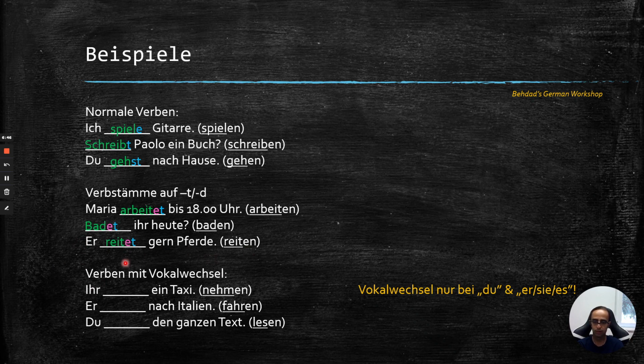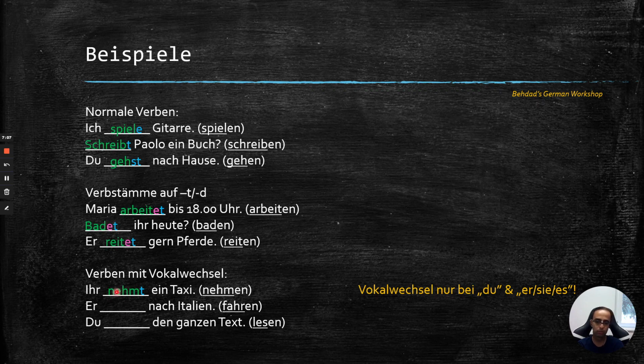The next examples we're going to see are examples of verbs with a change in the vowel. The first verb here is nehmen. Ihr bla bla ein Taxi. How are we going to conjugate that? Should we say ihr nimmt? Should we change the vowel? Or should we just say ihr nehmt? The answer is ihr nehmt ein Taxi.